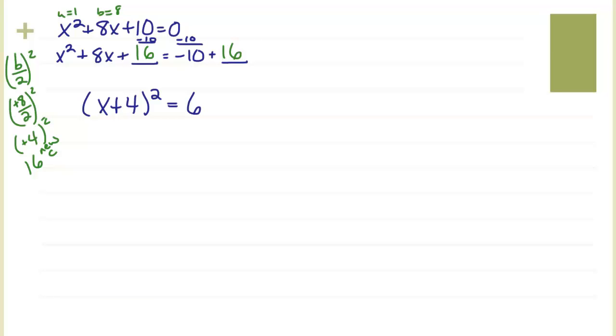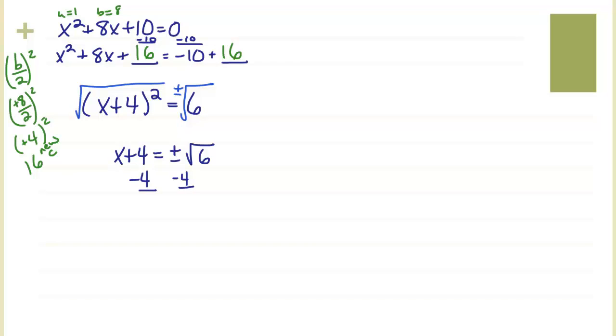So now what do we have left to do to solve it? Well, we're just going to take the square root of both sides, remembering our plus and minus. So now I've got x plus 4 equals plus or minus square root of 6. And I only have one more step on this one to get x alone.